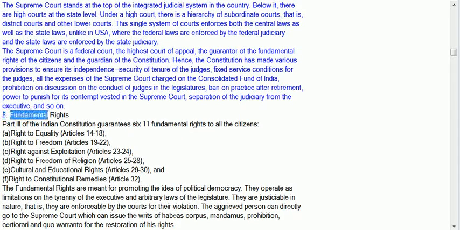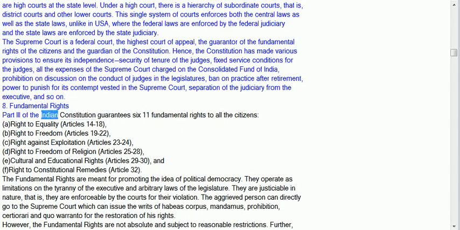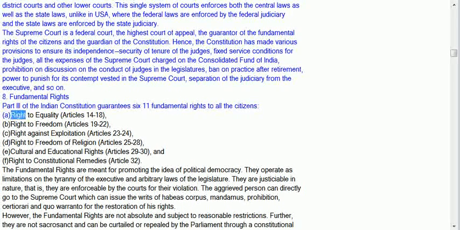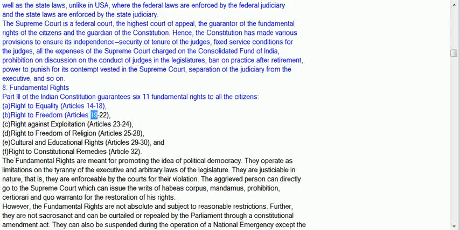8. Fundamental rights. Part 3 of the Indian Constitution guarantees six fundamental rights to all the citizens. A. Right to equality, Articles 14-18. B. Right to freedom, Articles 19-22.